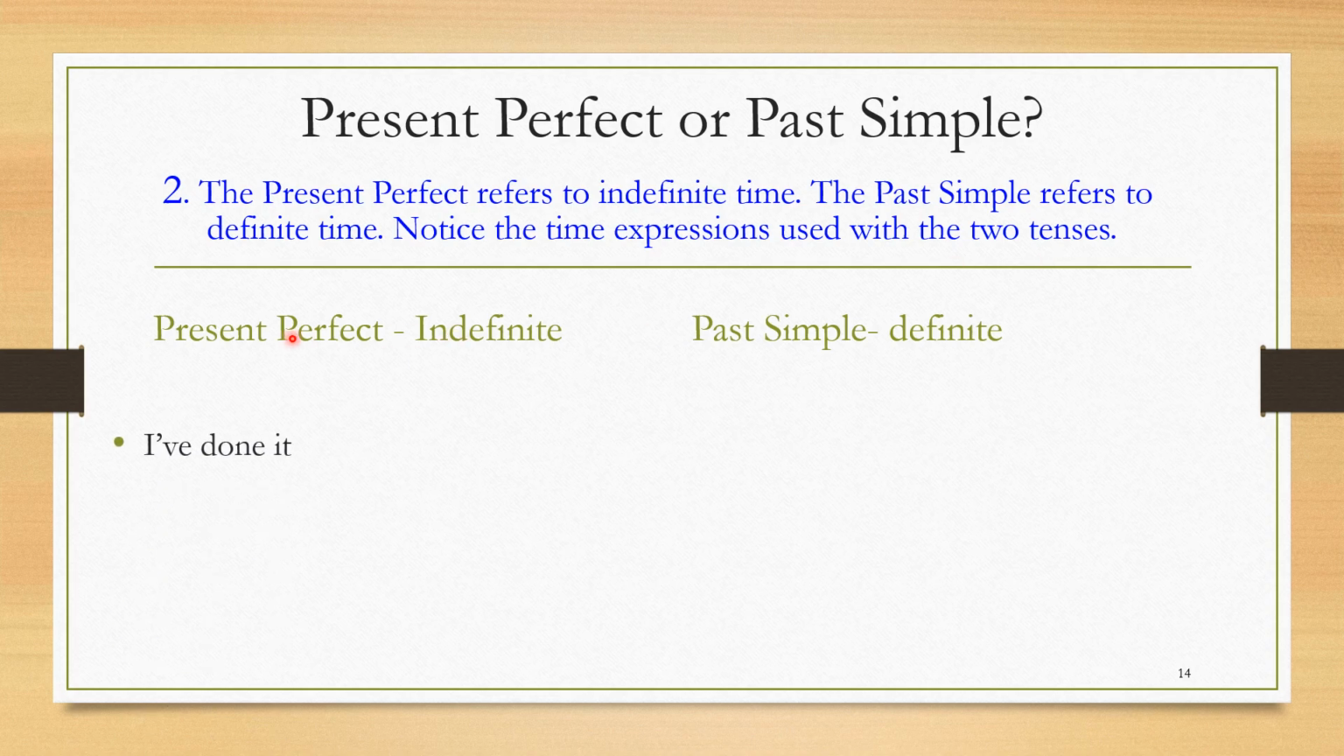For example, I've done it for a long time. Indefinite time. Okay, I've done it for a long time. I've done it since July. All right, but we don't know which day, which date or something in here. Since July. Okay, I've done it before, but I don't remember when exactly.